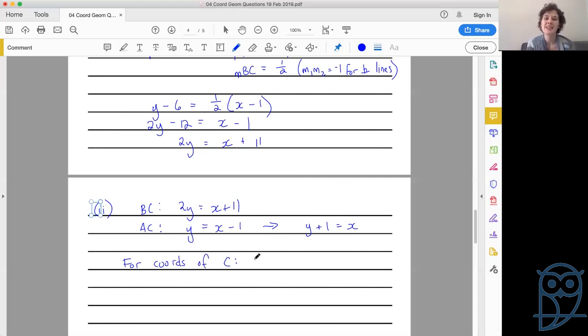And I don't mind you writing 'coords'. I mean, at the end of the day, these are notes that are helping you structure your answers. You're not getting marked on, did you spell coordinates right? Okay, don't tell your English teacher that.